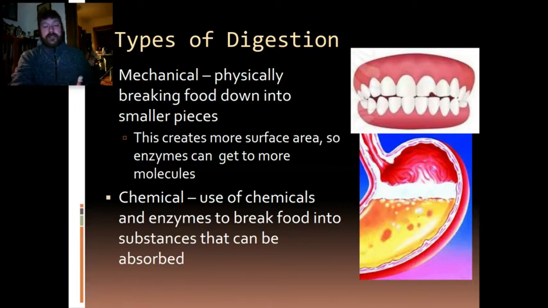Once the food enters your stomach, there's pepsin, which is a powerful enzyme that breaks down proteins. Amylase breaks down starches. Pepsin breaks down protein. It starts to break those things apart. But the stomach is also responsible for some physical mechanical digestion because it also churns that food up more as it enters the stomach itself.